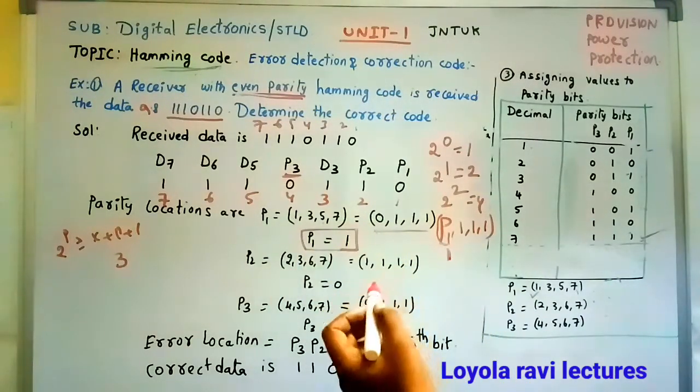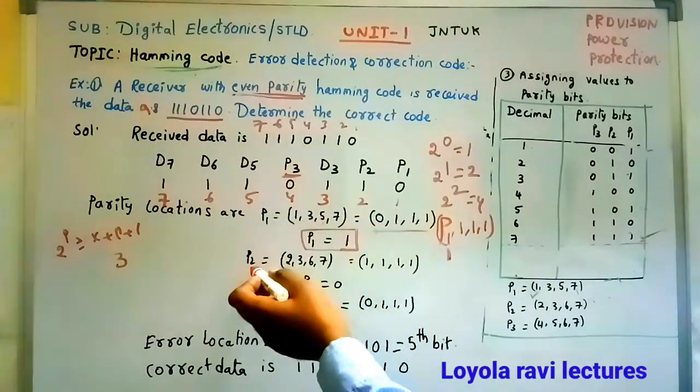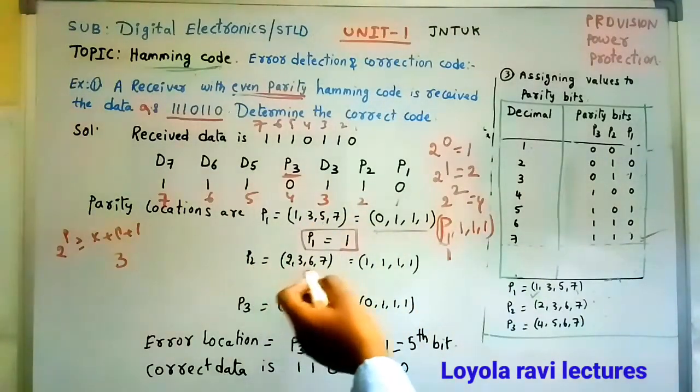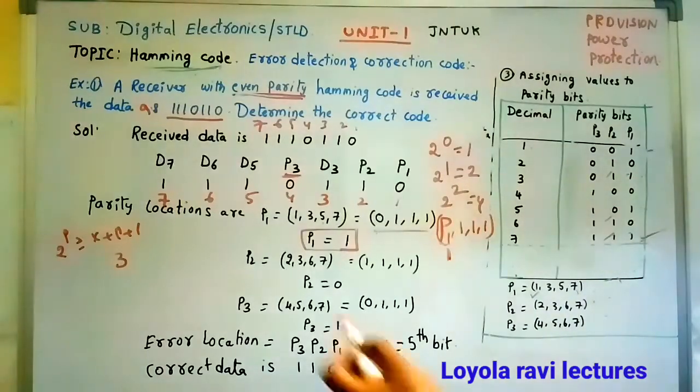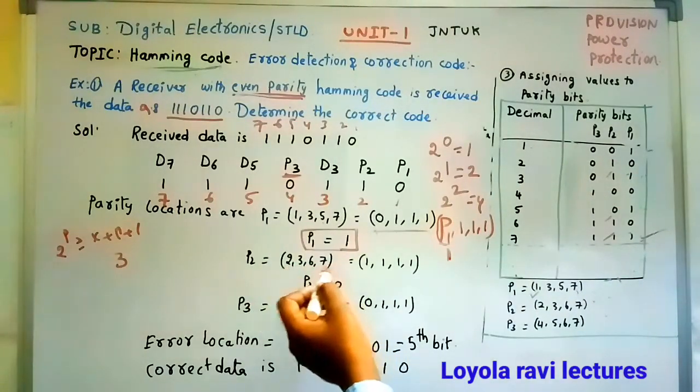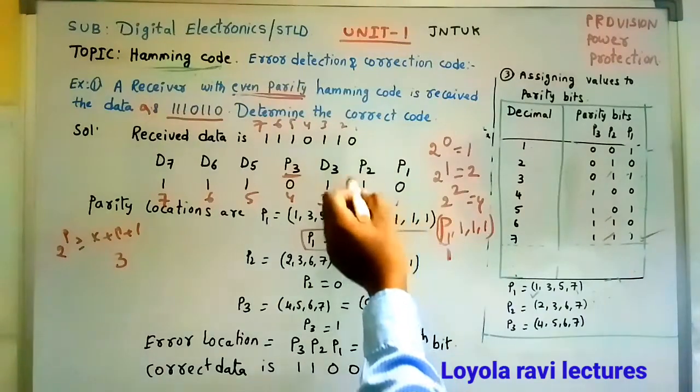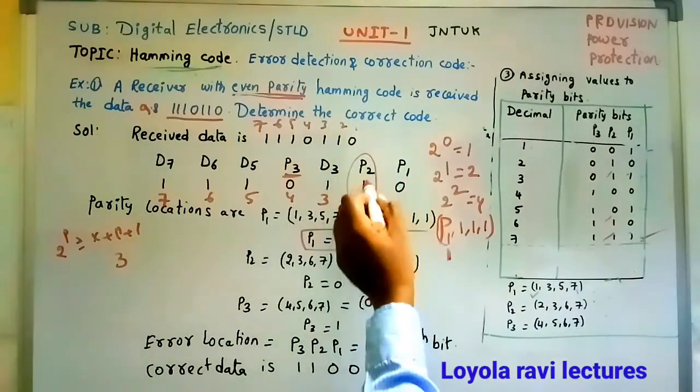In exactly the same manner as P1, then go for P2. P2 locations are 2, 3, 6, 7. Find the 2, 3, 6, 7 bits. P2, the second location, is 1.